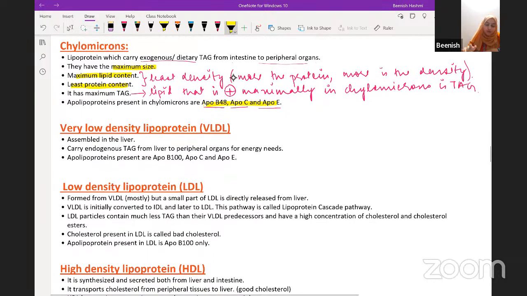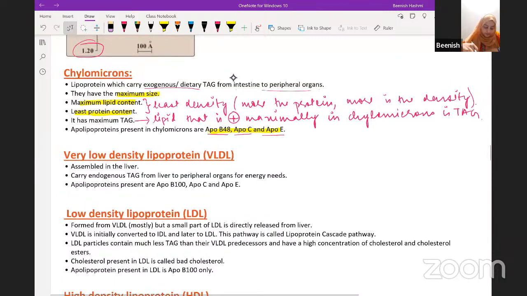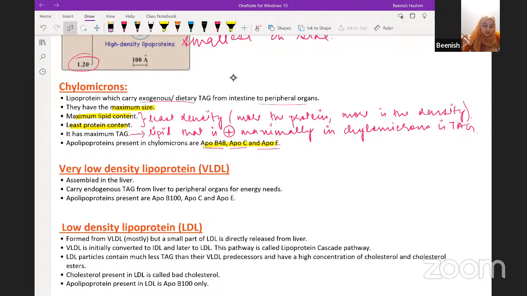Now moving on to very low density lipoprotein, also known as VLDL. VLDL are assembled in the liver. They carry endogenous TAG. Now that's the difference. That is the triacylglycerol that is being synthesized in the body, from the liver to the peripheral organs for energy needs. Now, the apolipoproteins present in VLDL are ApoB100, ApoC, and ApoE. So your chylomicrons were carrying exogenous TAG, and your VLDL are carrying endogenous TAG.